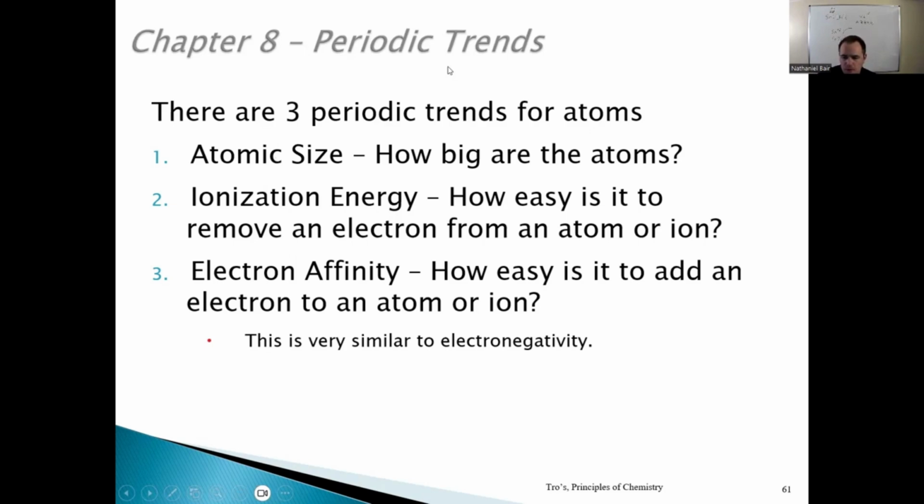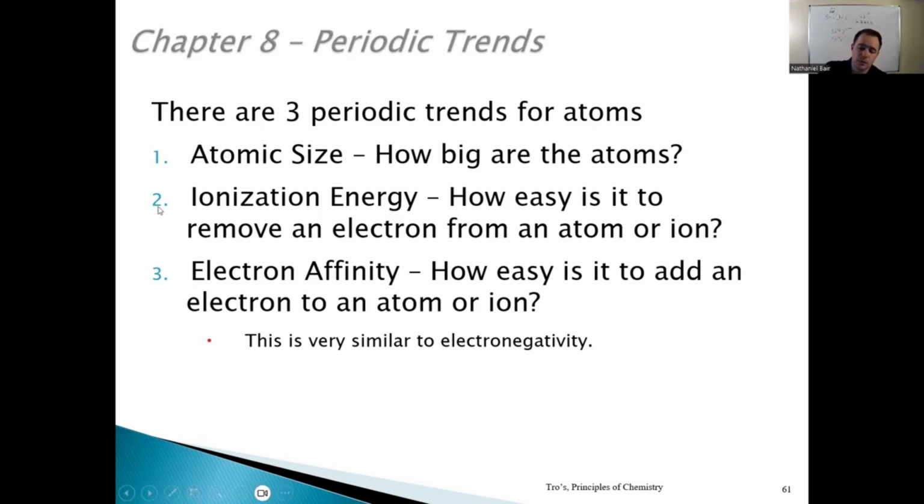These are not laws. There are hiccups. There are blips in the trend, which we will talk about, and we can explain some of them. But these are statements that, in general, as you go across a row, the atoms get, in fact, smaller. As you go down a column, the atoms get bigger, right? So the first one we're going to talk about is atomic size.